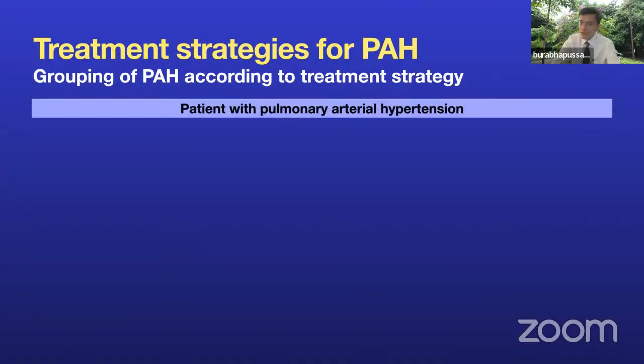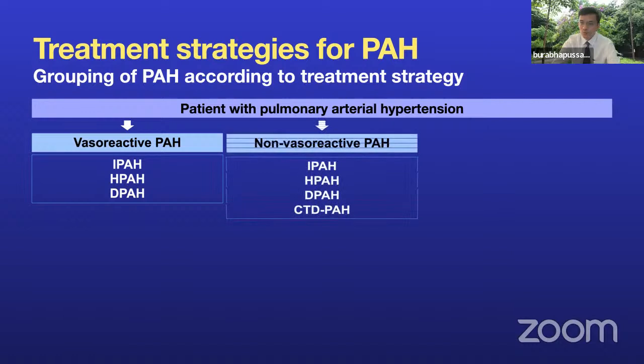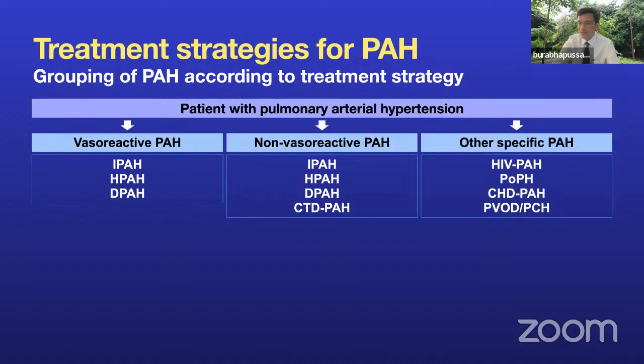In my thought, in PAH patients, we can group them into 3 classes. The first class is the patients with vasoreactive PAH, in whom there should be a positive AVT, and who should start with calcium channel blocker therapy, and some of them can respond well to calcium channel blockers in long-term treatment. The second group is the largest group of PAH, which we call non-vasoreactive PAH, which includes the idiopathic, the heritable, the drug-induced, and some of the connective tissue disease PAH. This is the big group that we will talk about today. And the third group I will call the other specific PAH.